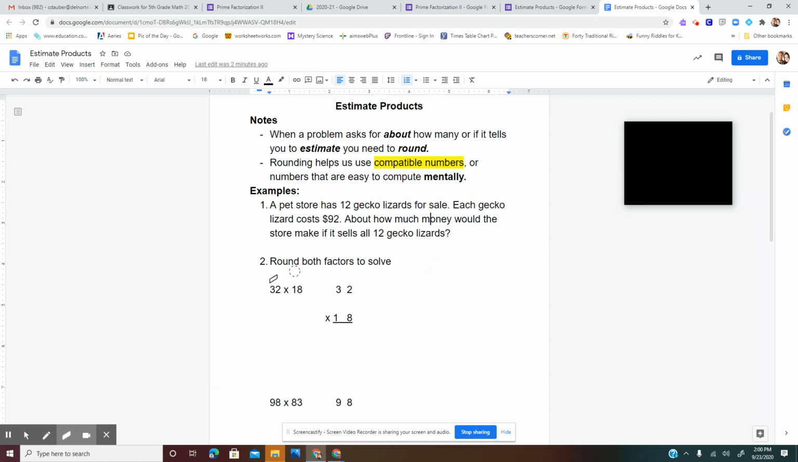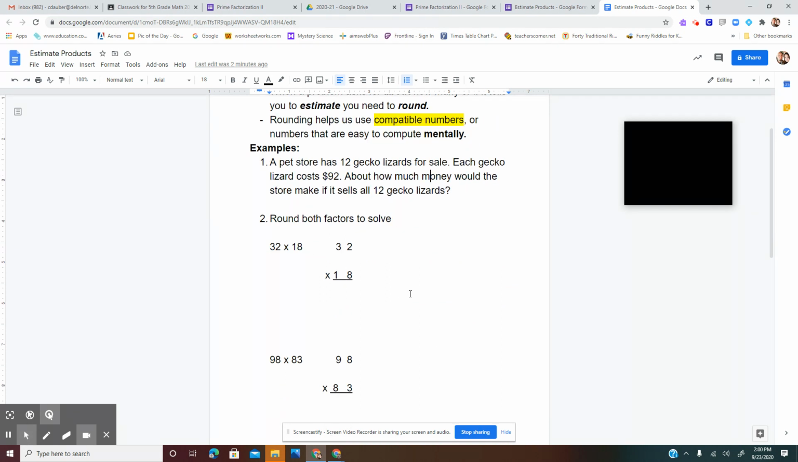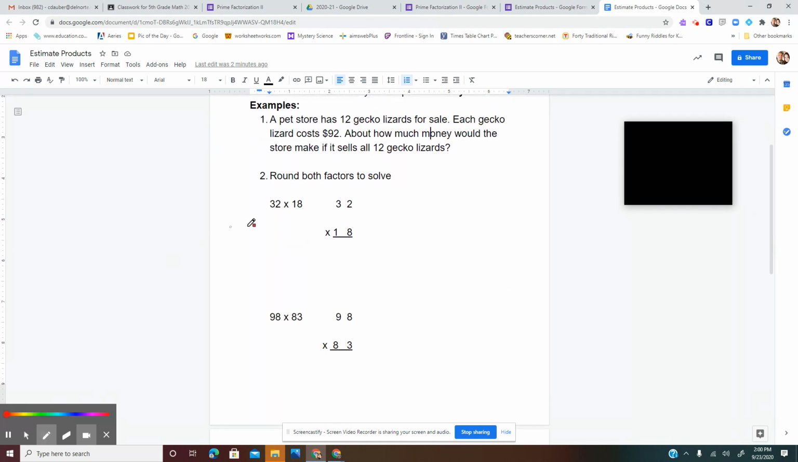Let's do another example. It says round both factors to solve. Okay, it says 32 times 18. So what would we round 32 to? Well, what are the two multiples of 10 on either side of 32? If we went backwards, the multiple of 10 would be 30. And if we went forwards, the multiple of 10 would be 40. So we ask ourselves, is 32 closer to 30 or is it closer to 40? It's only 2 away from 30, but it's 8 away from 40. So we round down to 30.